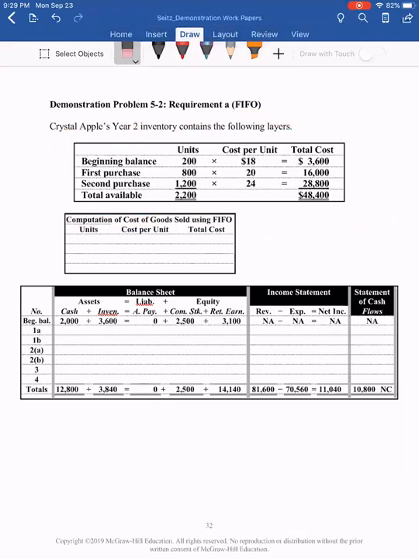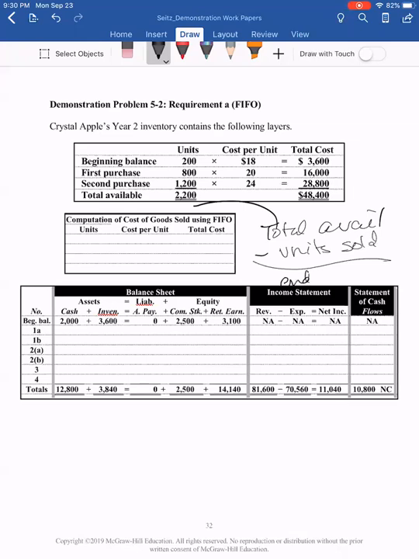So using FIFO, which is the first in, first out method, we are going to determine what the total cost on the income statement will be, which is the cost of goods sold, and what the total cost on the balance sheet would be, which is what's left in ending inventory. So if you take the total available for sale and subtract out the units sold, then you're going to have what's left, or ending inventory.